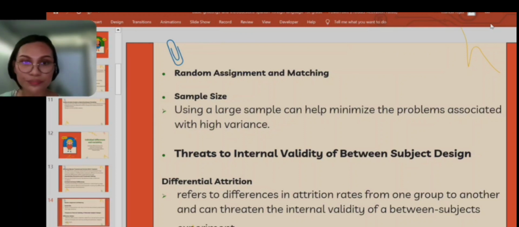consistent estimation. So ito naman po the threat to internal validity of between subject design. So differential attrition. So it refers to differences in attrition rates from one group to another and can threaten the internal validity of between subject design. So dito in simplest term is yung participants nagwi-withdraw sa research study bago pa ito matapos.